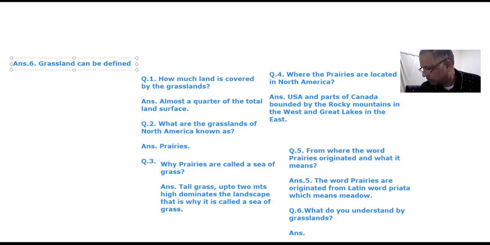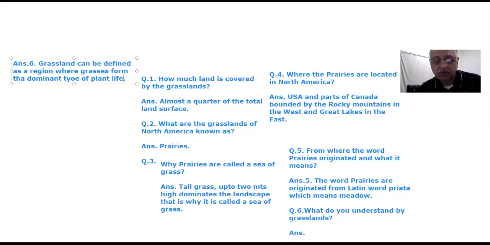Sir, in the book there is no exact definition. What is the definition for grasslands? In the book it's written, grassland can be defined as a region where grasses form the dominant type of plant life. Yeah, that's what the definition is. Now, why does it say "can be"?